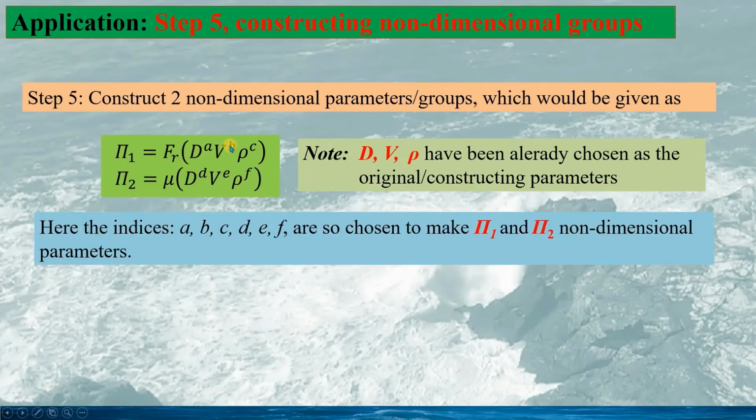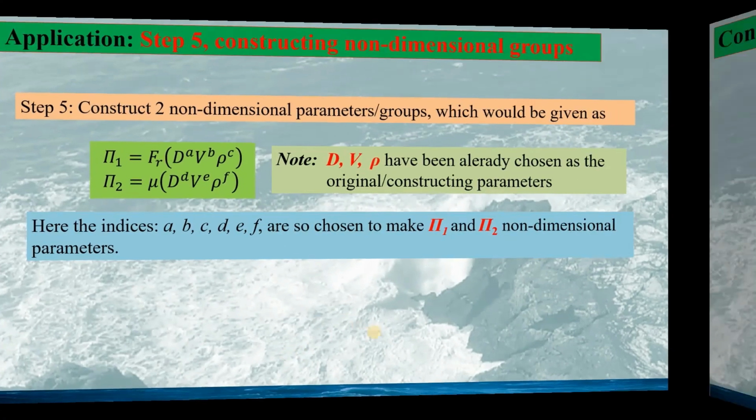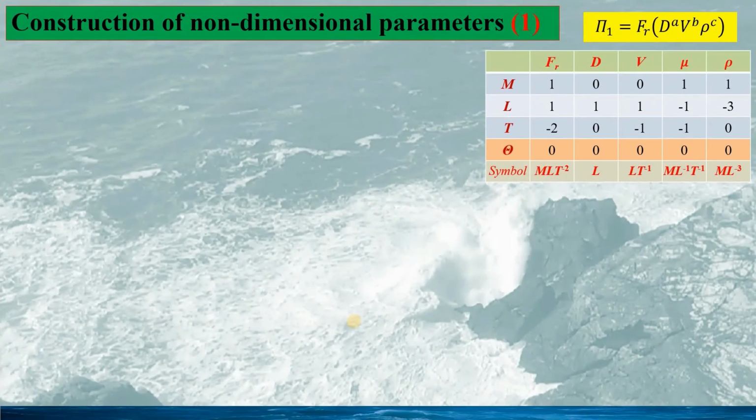The indices a, b, c, d, e, f are chosen so as to make pi 1 and pi 2 non-dimensional parameters. In the next few slides, I will show how we can decide the indices a, b, c, d, e, f. Here in this slide, pi 1 would be constructed.